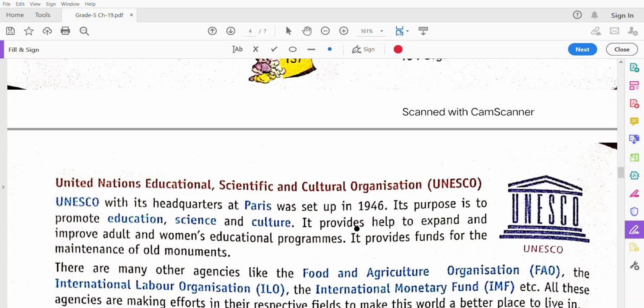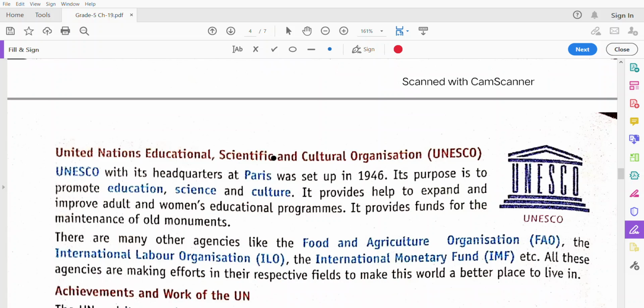Now the United Nations Educational, Scientific and Cultural Organization, means UNESCO. UNESCO has its headquarters in Paris, and it was set up in 1946. Its purpose is to promote education, science, and culture all over the world, and it gives help to expand and improve adult and women education programs. It also gives funds to maintain old monuments.